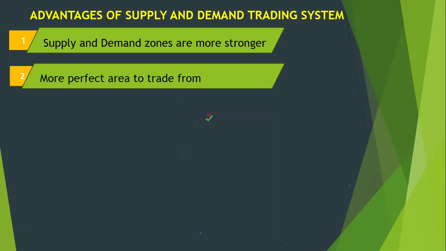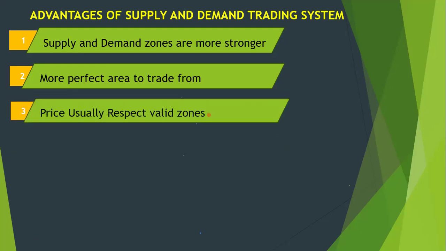So the next one, it's a more perfect area to trade from. Just like I said at the beginning of this class, every strategy or trading system you have been using or you will be using in the future has to do with supply and demand. Okay? So this one is more perfect to trade when you spot that supply or demand. So the price usually respects valid zones.